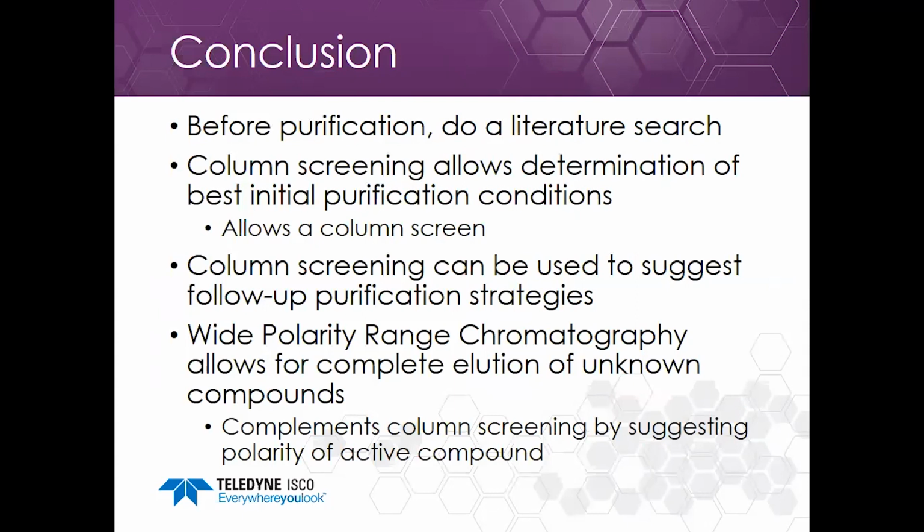So as we could see with the capsaicin example, I found that I can purify the class nicely with alumina and then use C18 to clean it up very easily. Wide polarity range chromatography allows for complete elution of unknown compounds, and it complements the column screening because it suggests the polarity of the active compound.